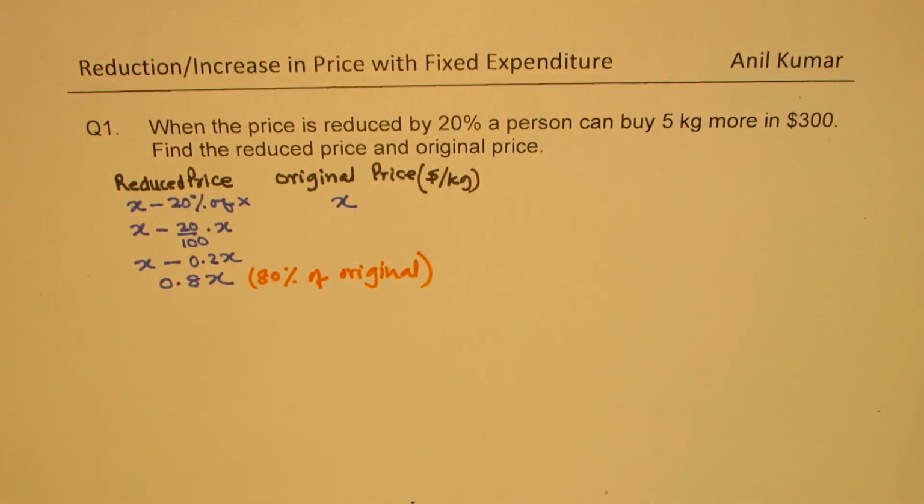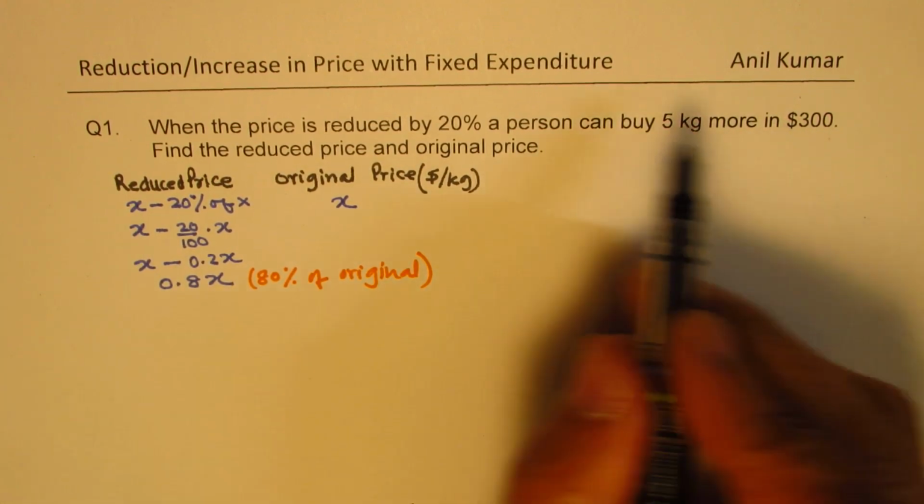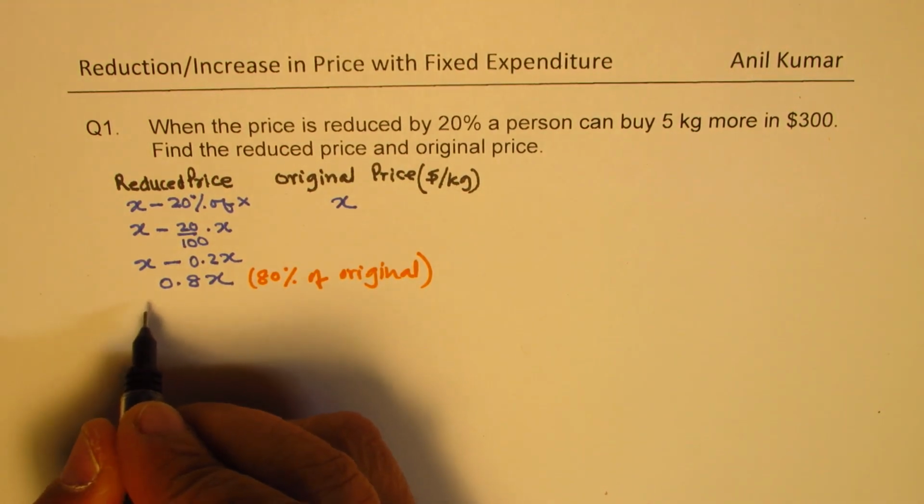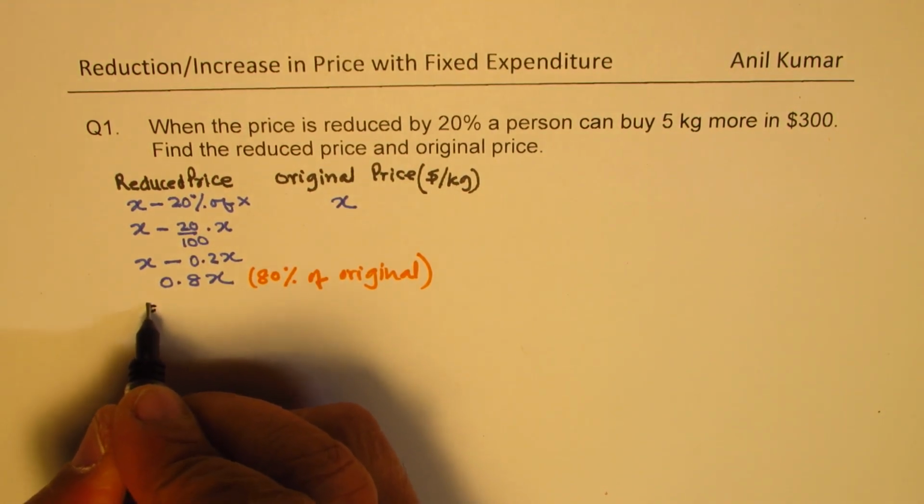Now we talked about the reduced price. What we have here is a fixed amount. The money is fixed. The budget expenditure is $300. So the amount which we have, or the expenditure, let me write.